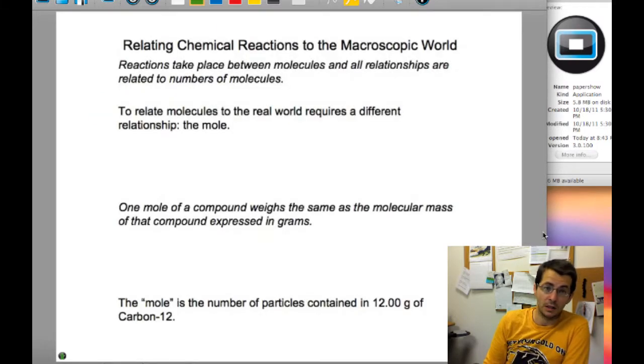This is where the mole comes in. Reactions take place between molecules, so that's Dalton's law. Unfortunately, this molecule-to-molecule reaction system that we've developed in the balanced chemical equation needs to be represented at a much larger scale. And for this, we introduce the concept of the mole. Now, the mole is best thought of as a surrogate for the molecule.